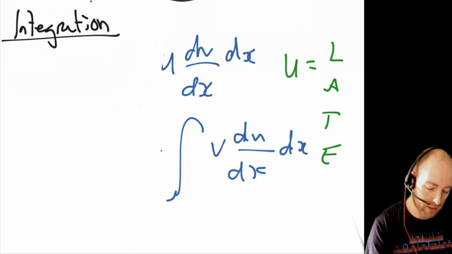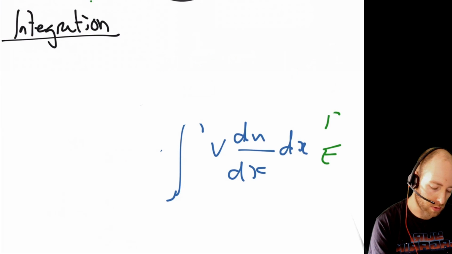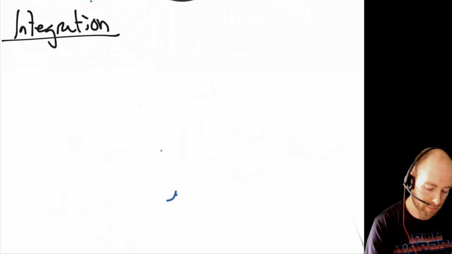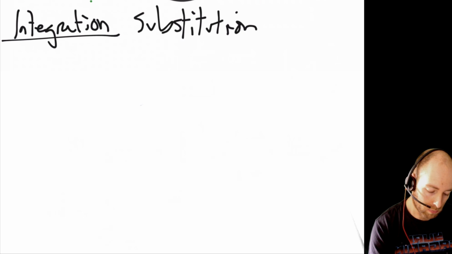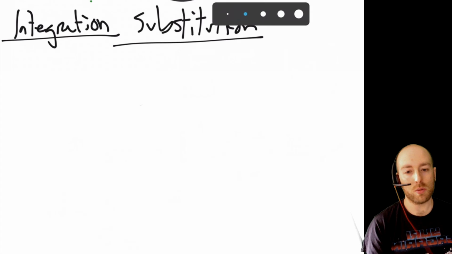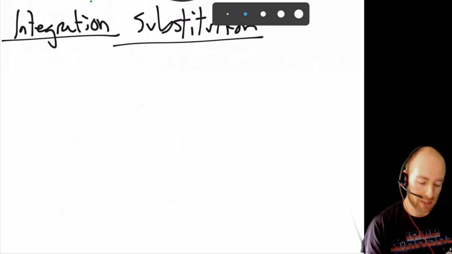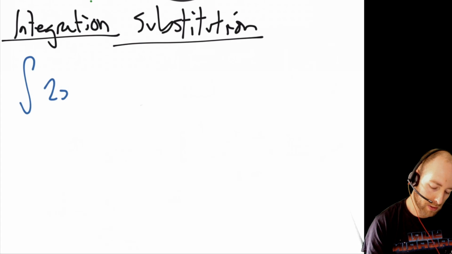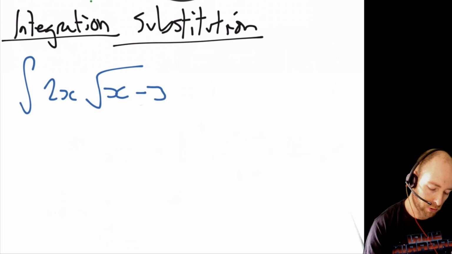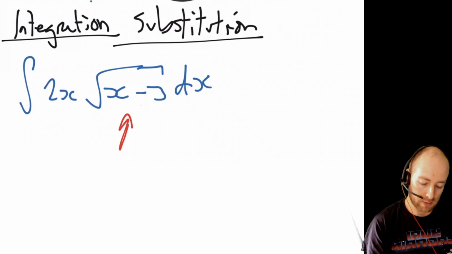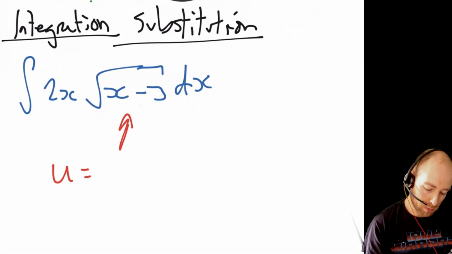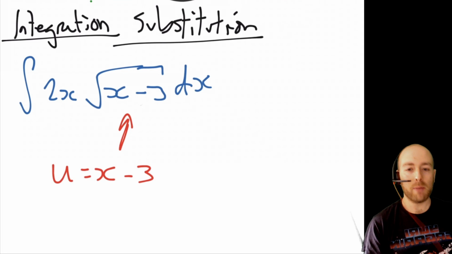The other big topic is substitution, which I know some of you really hate. So first thing with substitution is you want to choose a substitution that gets rid of the bit that looks difficult. So for example, if we had 2x root x take 3, the bit that makes it look difficult is the x take 3. So I would make u equal x take 3. And then we just need to do a few things.